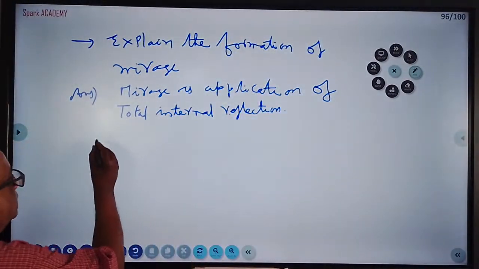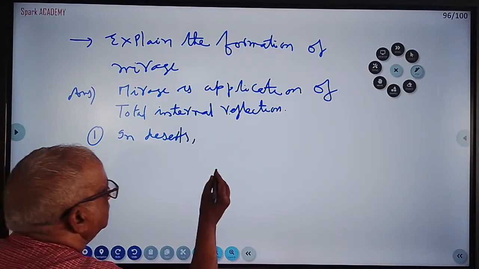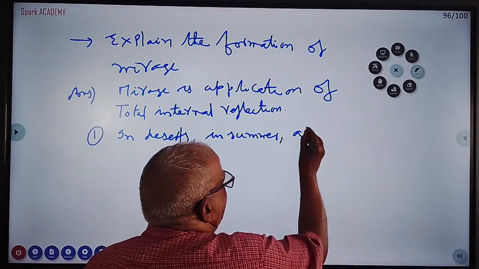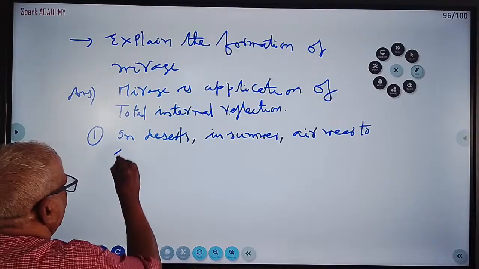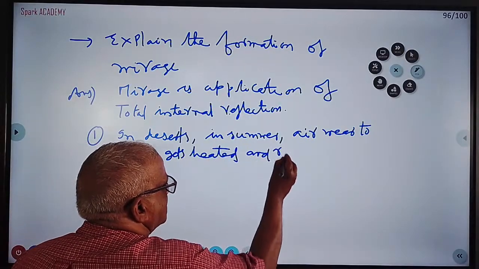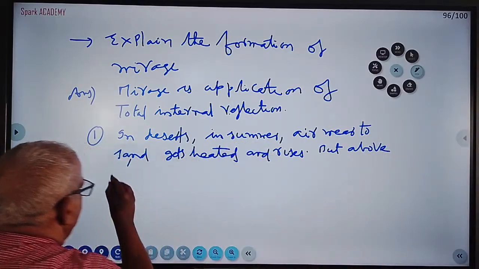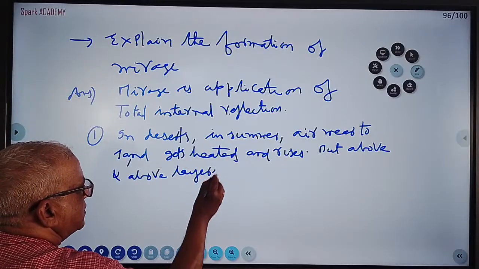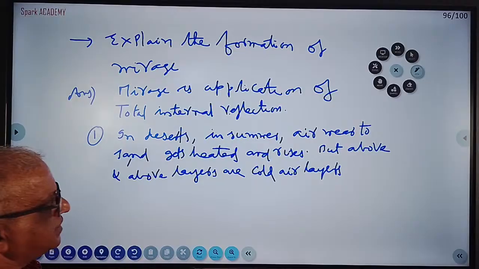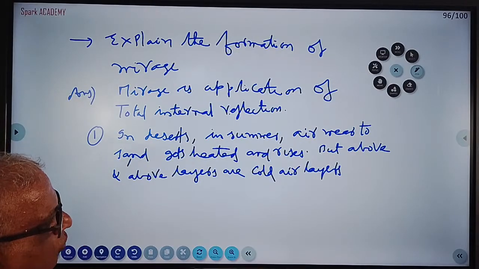First, what is the concept here? First point: in deserts, in summer, air near the sand gets heated and rises, but the above layers are cold air layers.